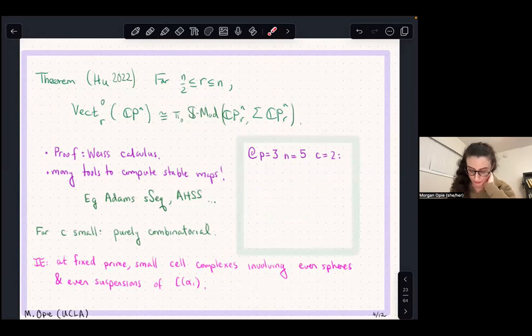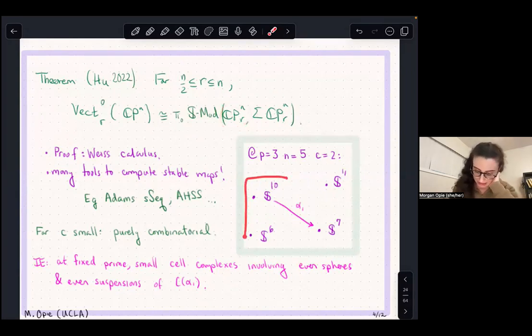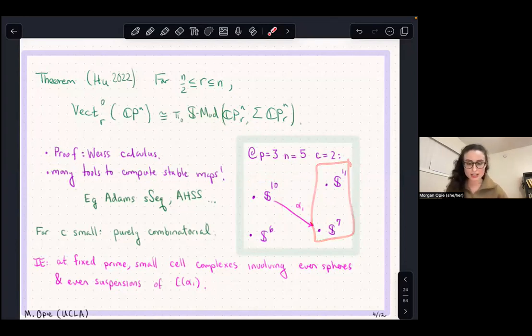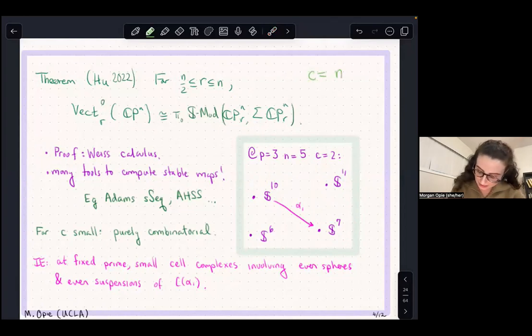So for example, for p equals 3 and n equals 5 and c equals 2, we can explicitly work out what CPNR is. It just splits as a sum of a sphere and another sphere, and then this is its suspension here. And we can see that there's exactly one homotopy class. Oh, well, sorry, there's c. Thanks. So c is n minus r. It's the co-rank. It's also the length of these complexes.